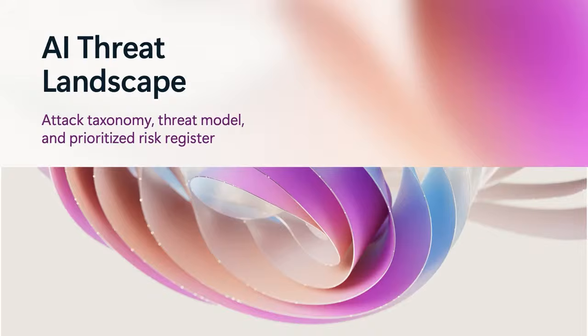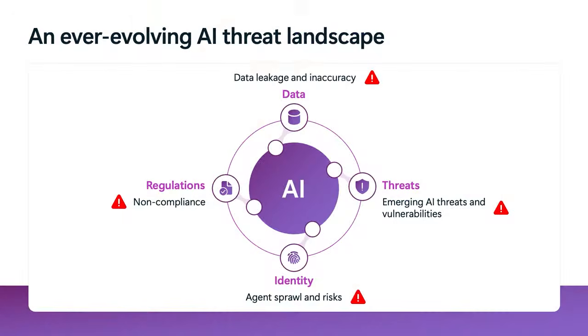What are we actually defending against? This section frames a security problem. We will look at the AI threat taxonomy, understand how the threat model has evolved with agentic AI, and establish a prioritized risk register. The goal is to ensure that everyone in the room shares the same understanding of what we are defending against before we actually start building the defenses. Agentic AI introduces new layers of complexity, technically, operationally, and from a security perspective.